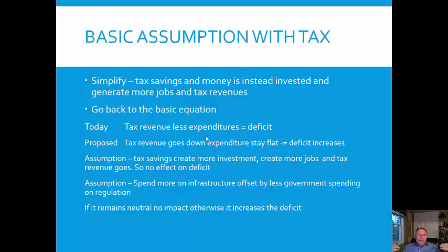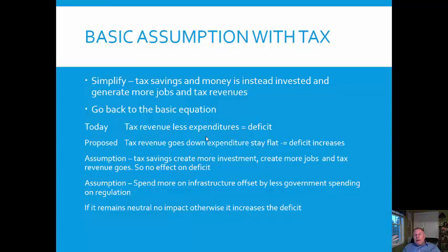So we go back to that basic equation. Tax revenues less expenditures today equals a deficit. Okay? Very simple. The tax revenues do not cover the expenses, and that excludes Social Security and Medicaid. They're separate from this. The proposal is if tax revenues go down and expenditures stay flat, the deficit will increase. Now, tax savings create more investments, create more jobs and tax revenue. So the belief is there'd be no effect on the deficit.